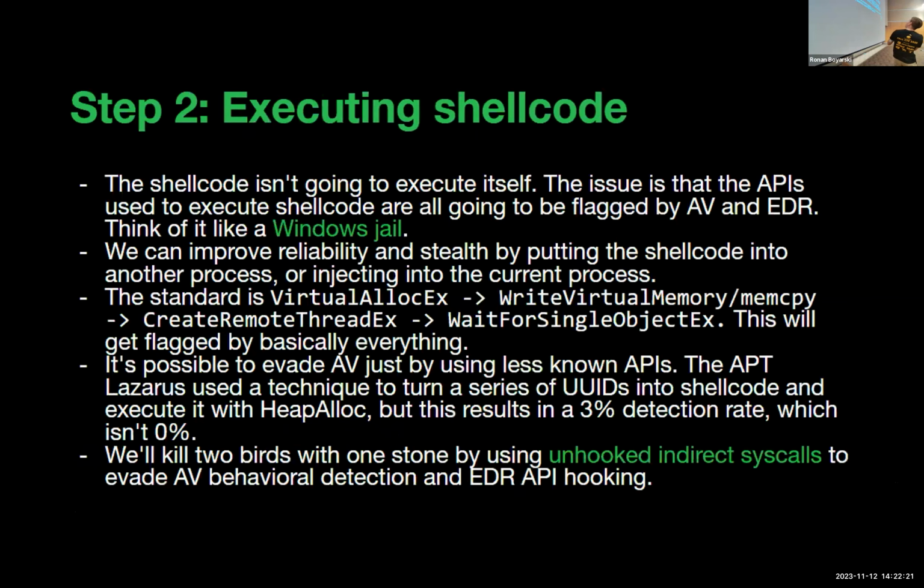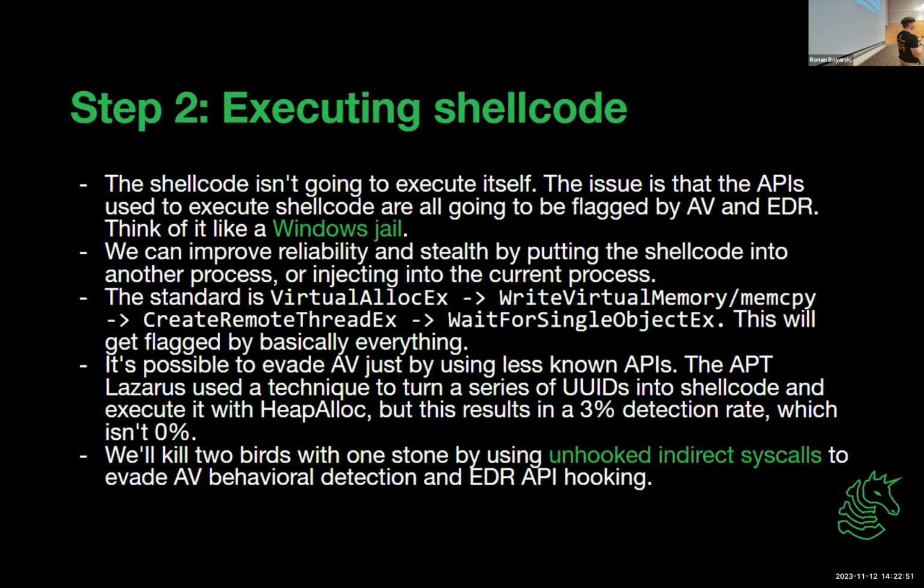So now we have our shellcode bypassing static detection, and we need a way to execute it. And this is a little bit tricky, because the APIs that you use to execute shellcode are all going to be flagged, even for importing them. So you can think of it kind of like a Windows jail, because you're trying to get to this end goal with a very creative sequence of API calls, and it's on a blacklist. So there are certain sequences like VirtualAlloc, WriteProcessMemory, CreateRemoteThread, that'll get caught immediately.